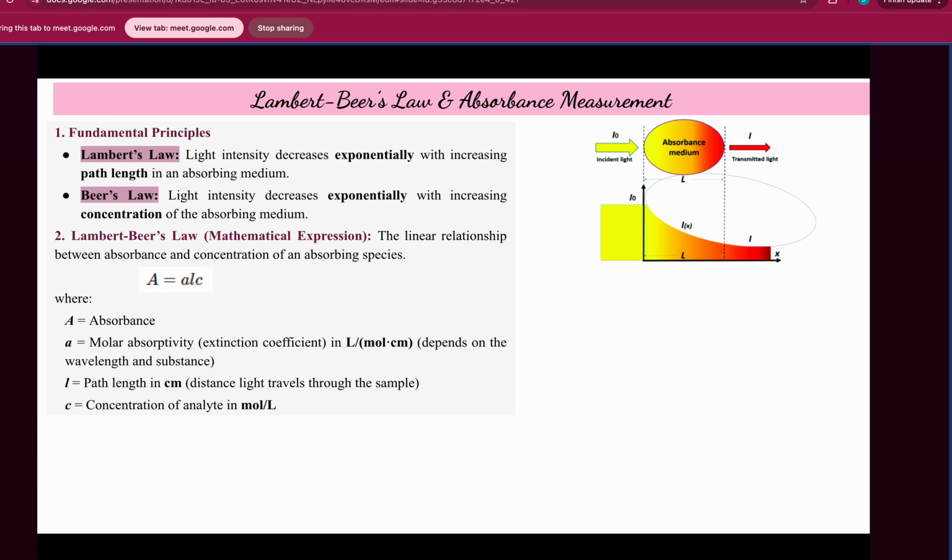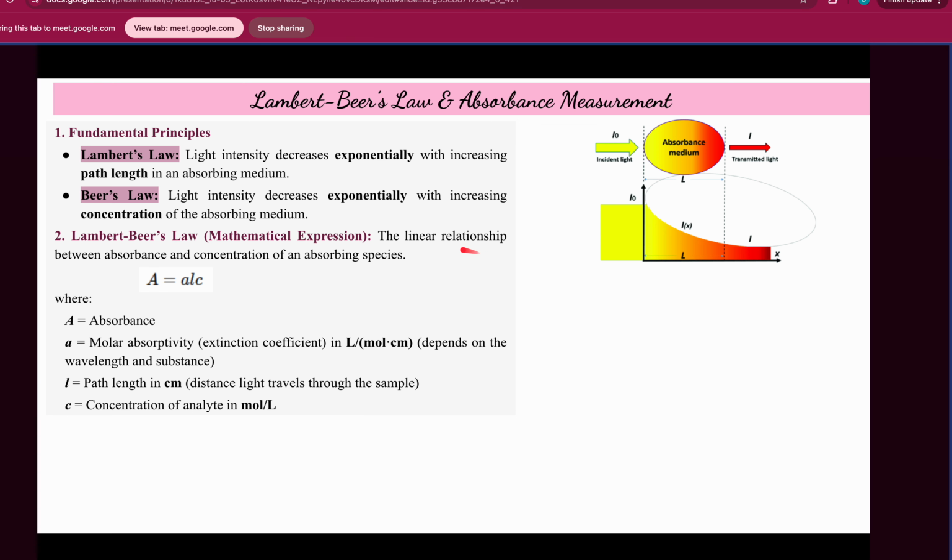So, if more molecules are present, then the absorption will also be higher. So, if more light is absorbed, then its intensity will eventually decrease after passing through the sample. So that is what Lambert's and Beer's law is all about. Now we have combined both the laws when we study spectroscopy. So the combined law is known as Lambert-Beer's law.